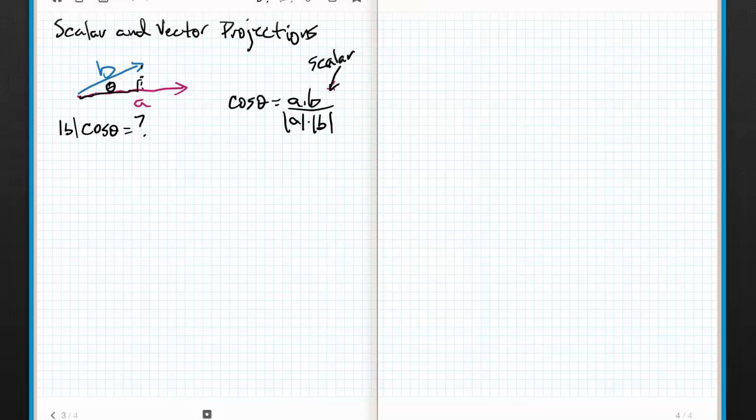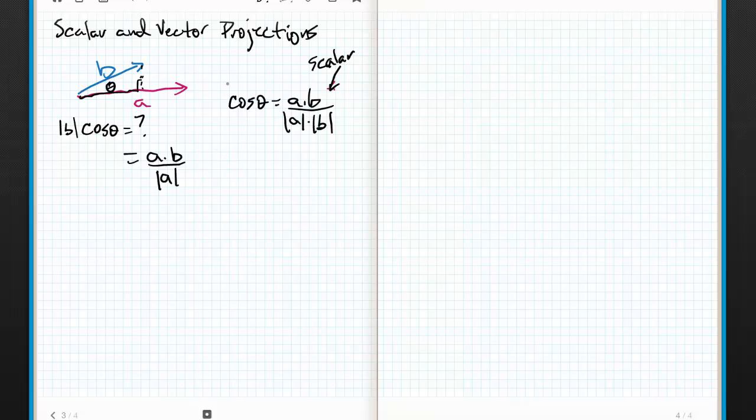So if I want to know the length of this side, the scalar projection of B onto A, I can actually do it without having to know what theta is. By solving for the magnitude of B cos theta, notice that what I get is A dot B over the magnitude of A. It's the same thing. No theta required, which is really nice.